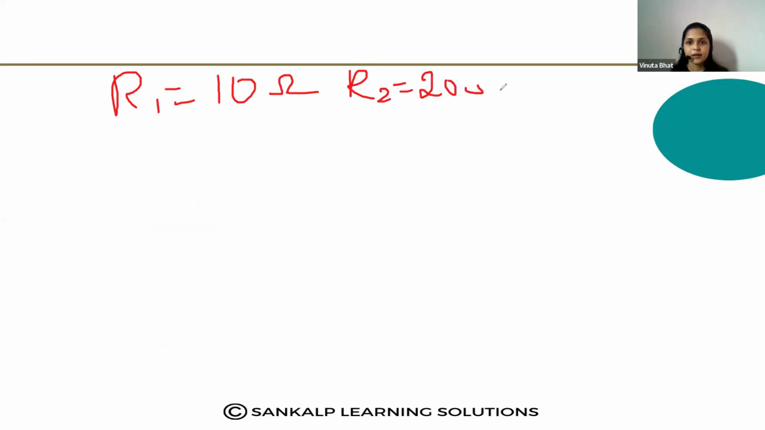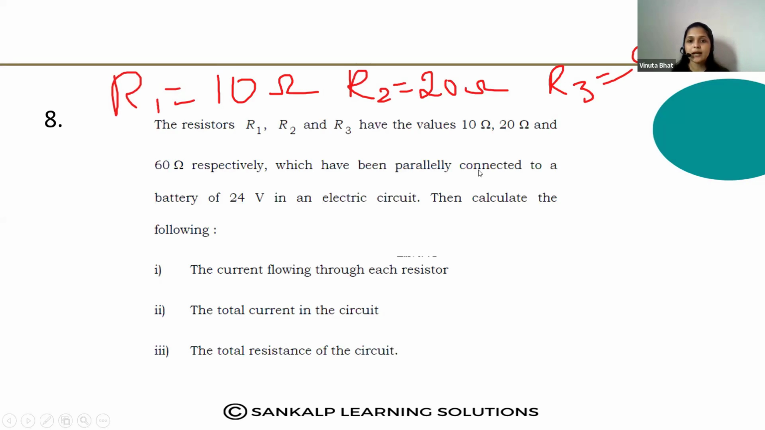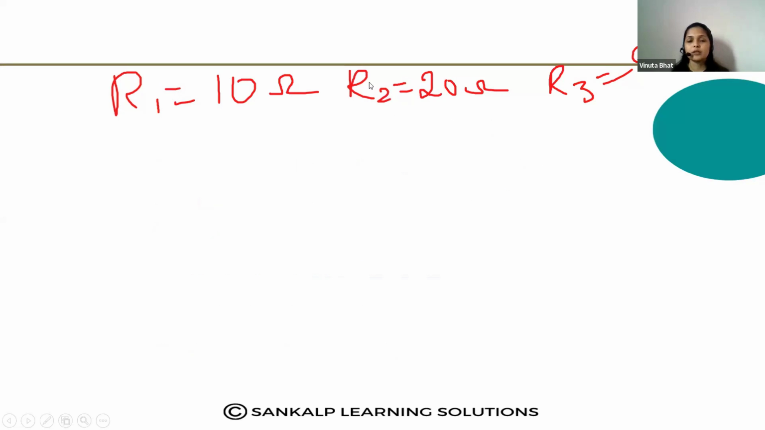R1 is equal to 10 ohm. R2 is equal to 20 ohm. And R3 is equal to 60 ohm. So here, first we have to find out the total resistance. But how are they connected? They are connected in parallel. So which formula do we have to apply?